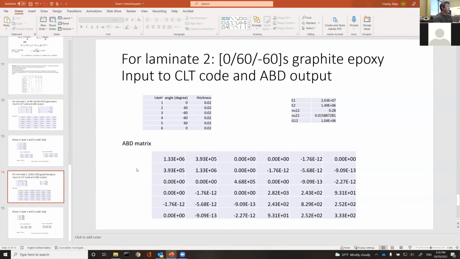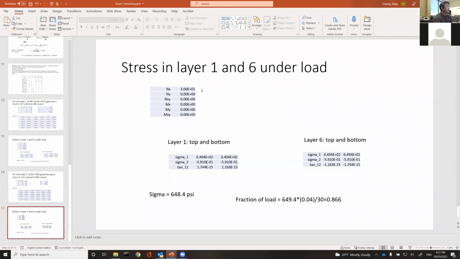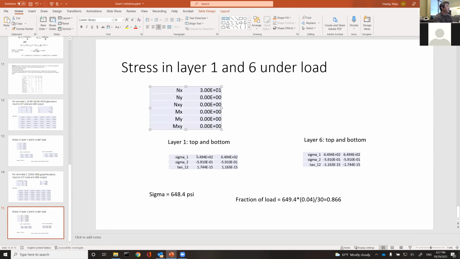All right, that's ABD. Because I use PSI, my units here are PSI. This one is not PSI because now we have curvature factored in, so this has to do with the curvature units. And this is my stress calculation. When I apply a load of 30 pounds per inch, I can calculate the stress in each layer. Then I read off the stress from the first layer and the 6th layer. Those are the 0-degree layers.